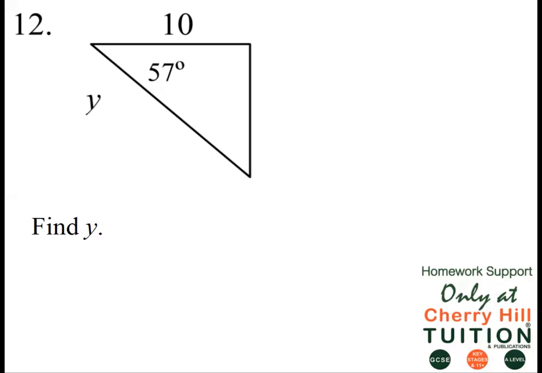Question 12, we have another right angle triangle and we need to work out the value of y. So the first thing we need to do is write down our formula, which is SOHCAHTOA. And we follow on from this by labeling our triangle. So the hypotenuse is always the longest side opposite the right angle. The adjacent is the base, and the opposite is the side that's opposite the theta angle, which is 57.